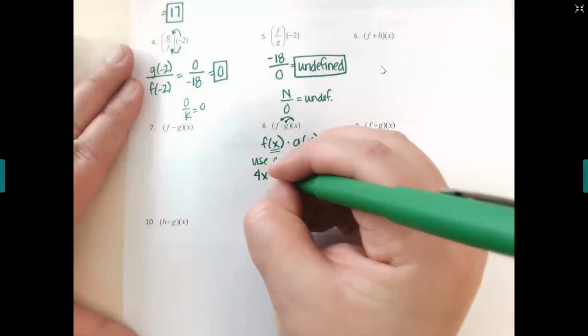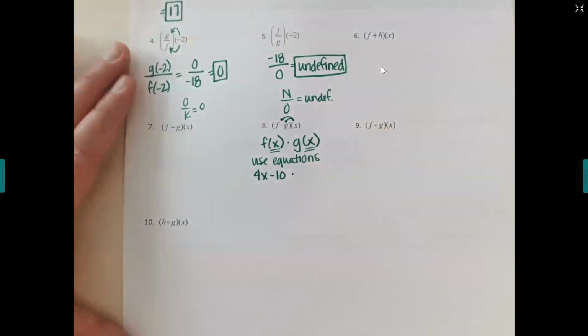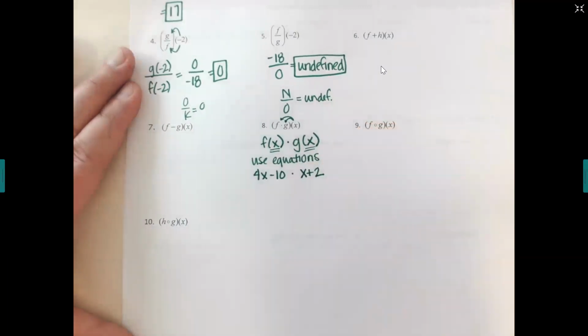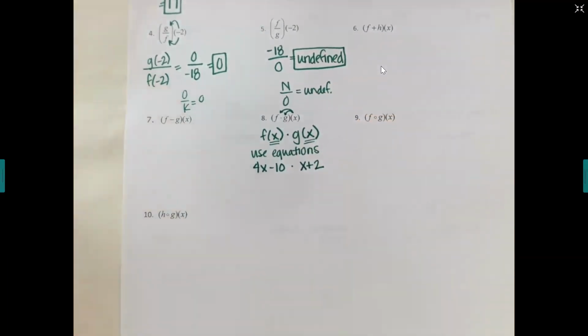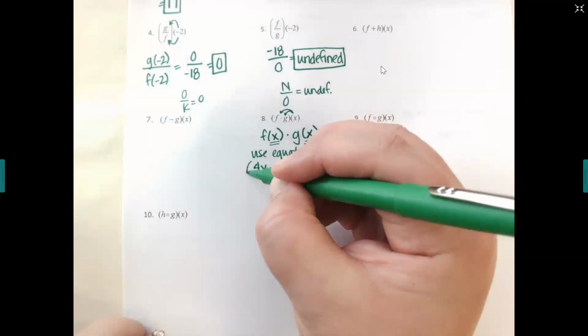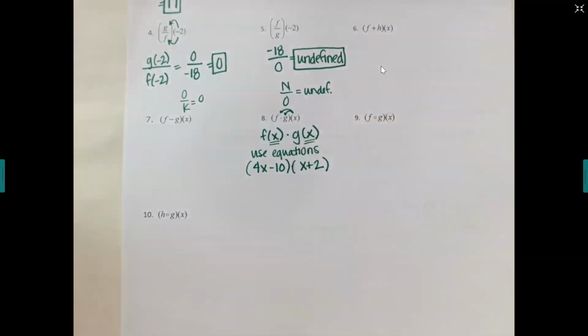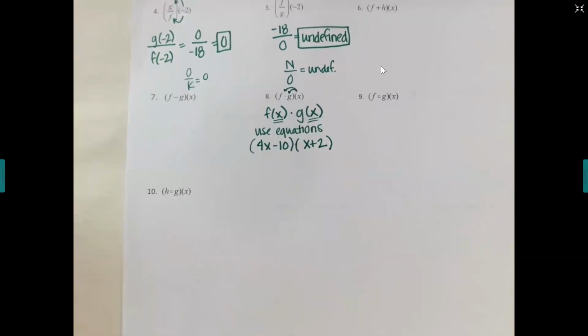4x minus 10. And then what was the equation for g of x? X plus 2. And then remember that if you're multiplying or if you're subtracting, you should be using parentheses. So I'm going to group here and group here. Okay. So that would be double distributing. Let's see what we get. Or if you like FOIL better, first, outside, inside, last, that's fine too.